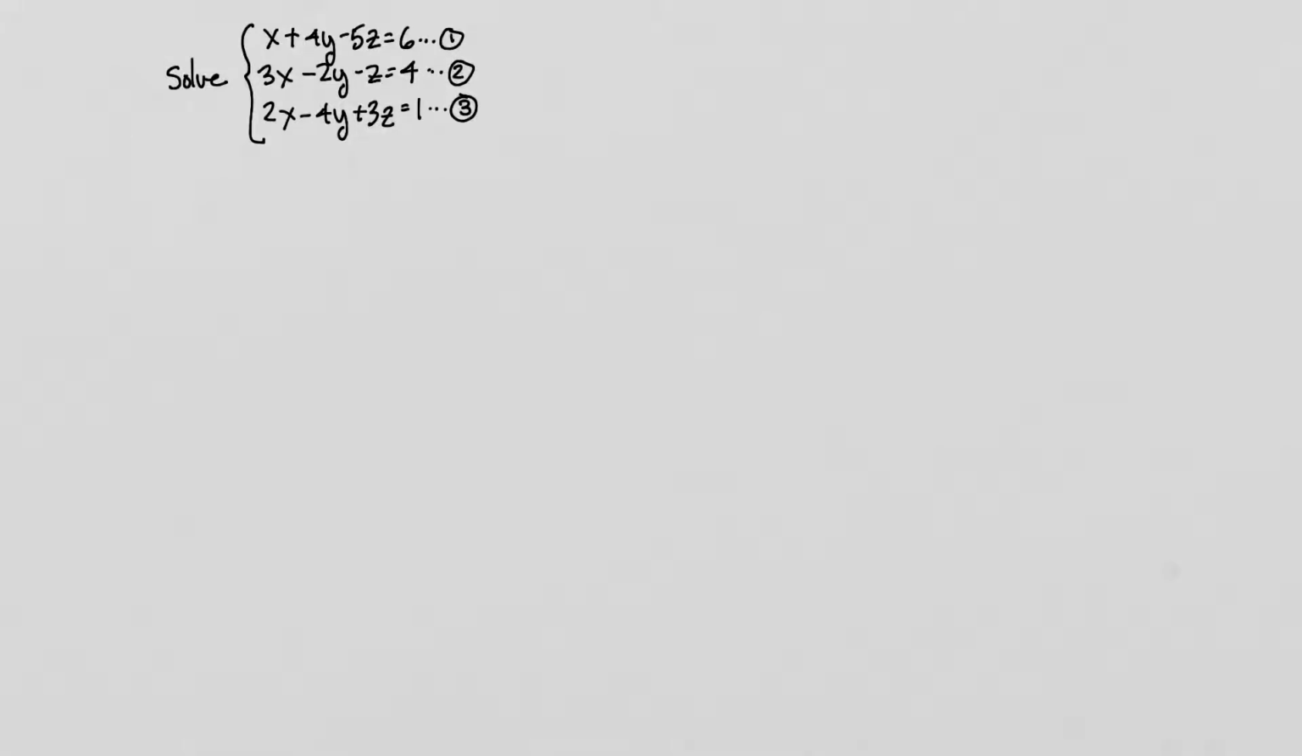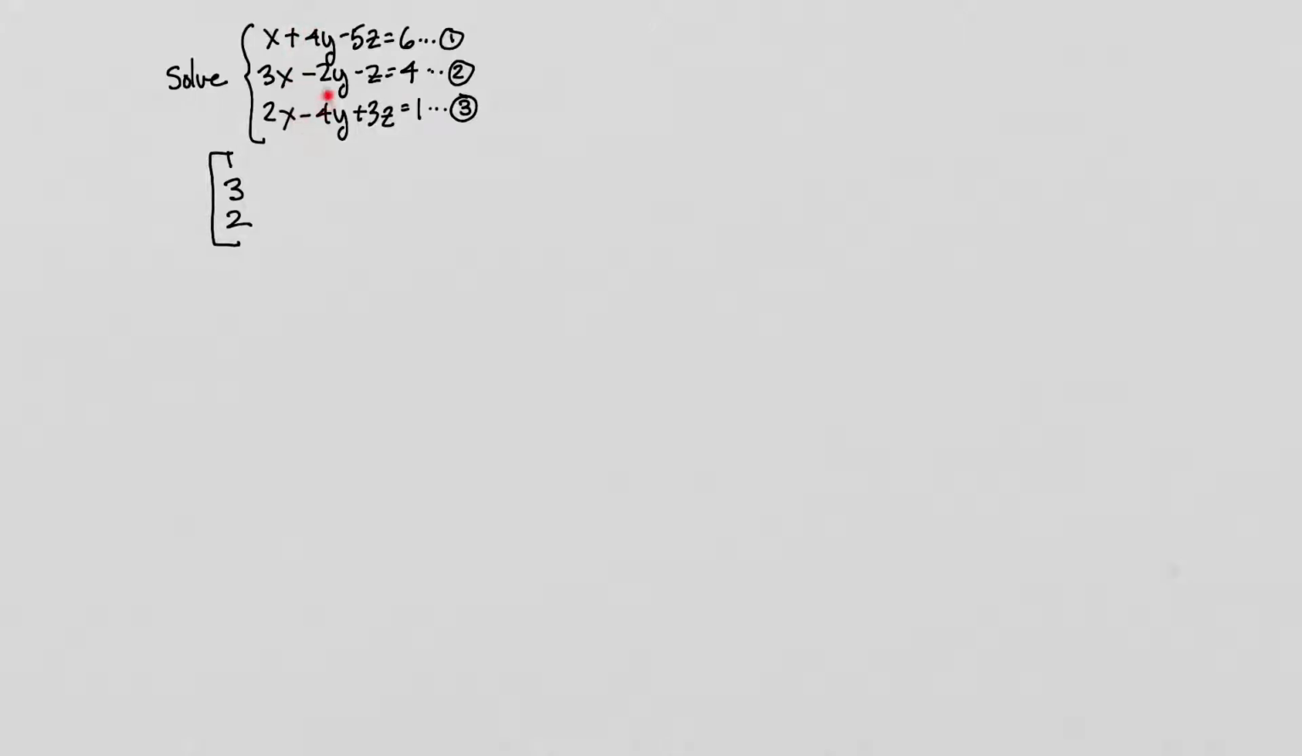Let's solve this system of 3 equations and 3 variables. Let's start by setting up the augmented matrix. So down this first column, let's put these coefficients. So we'll put a 1, 3, and a 2.